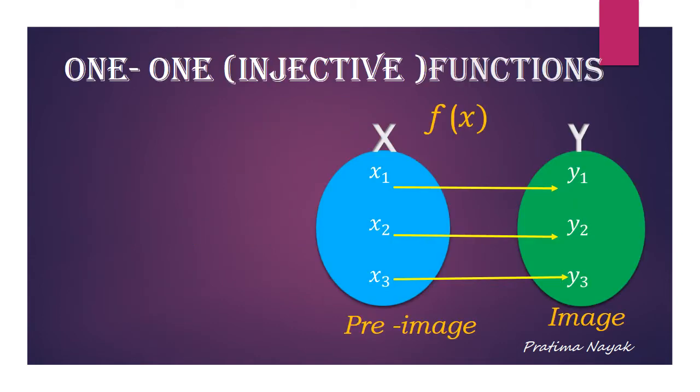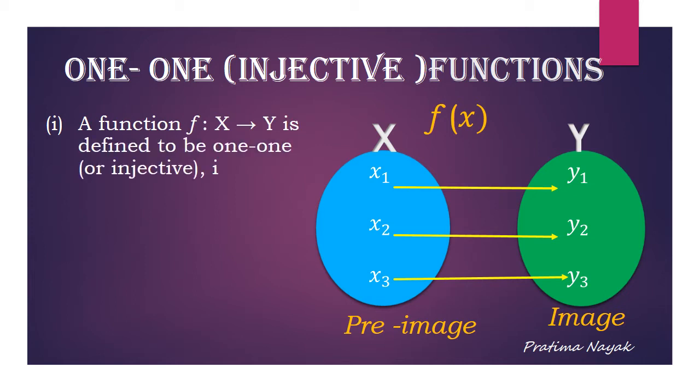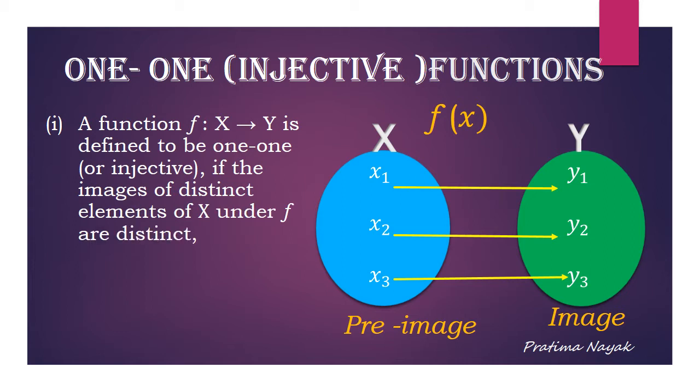Now let us see one-one injective functions. A function f defined from X to Y is defined to be one-one or injective if the images of distinct elements of X under f are distinct, or if x1 and x2 are elements of set X and f of x1 is equal to f of x2 implies that x1 is equal to x2, then this is called one-one function. Now please observe the ray diagram. You can see that here x1 is mapping to y1, x2 is mapping to y2 and x3 is mapping to y3. So this is one-one function.